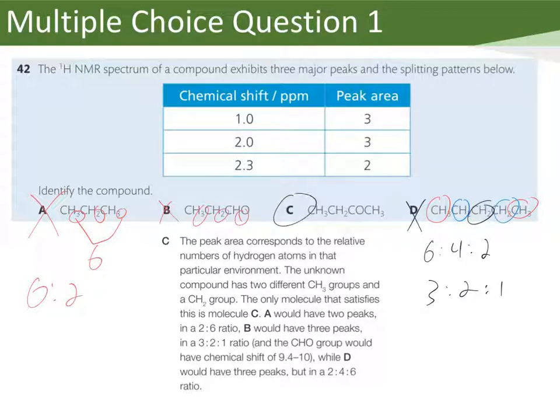So it kind of has to be C, but let's make it work. 3 to 2 to 3. 3 to 2 to 3. So option C really is the only one that would work. We have the chemical shift, 1, that's a CH3, probably that CH3. We have another peak worth 3 hydrogens at 2, probably that CH3, and then we have a peak worth 2 hydrogens, which would be that CH2. And there you have it.